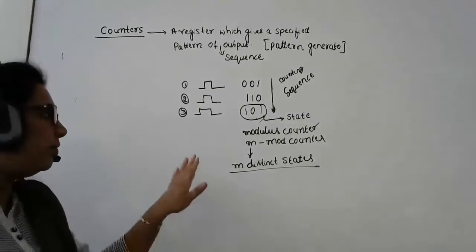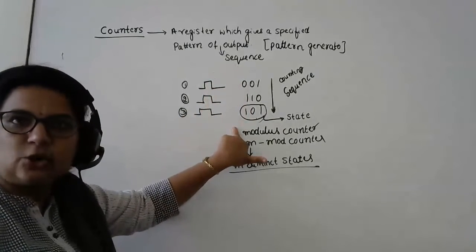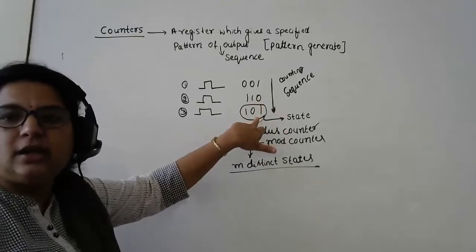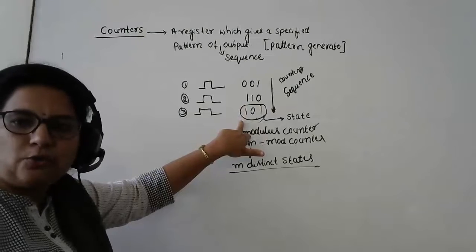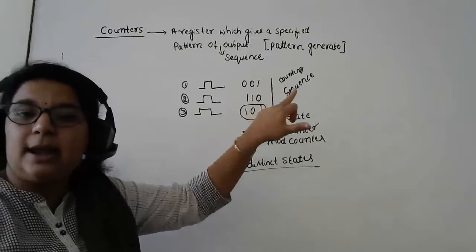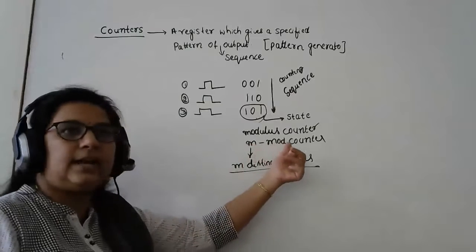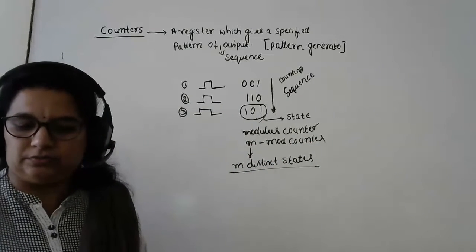So, what's the counting sequence? The order in which I am getting my states is called a counting sequence. Each specific output pattern is called a state. The order in which the states are coming is called a counting sequence. And how many distinct states are there? Based on that, I will call it that many mod counter. Is this clear?